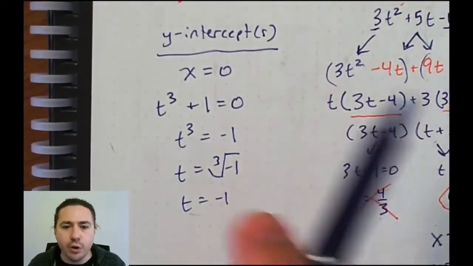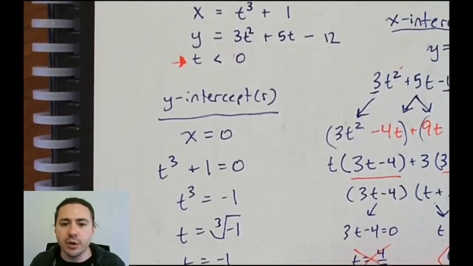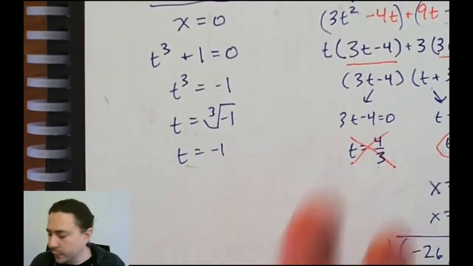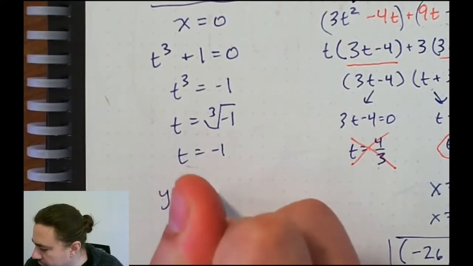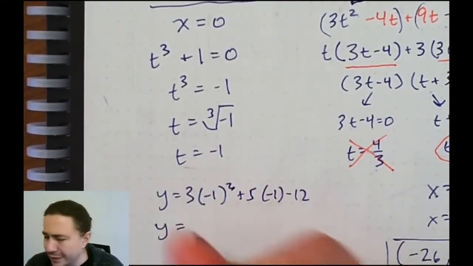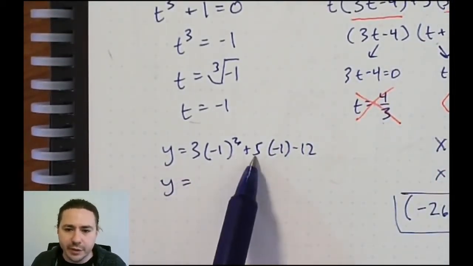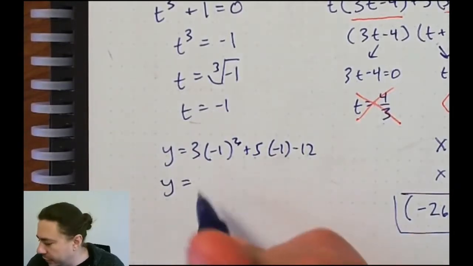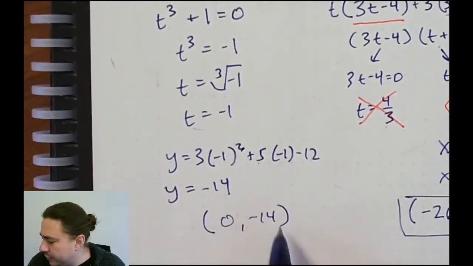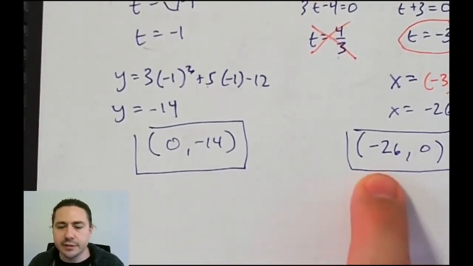So we know the time when the y-intercept occurs, but let's figure out where the y-intercept occurs. We know the y-intercept occurs when x is 0, but we also need to know what the y is. So the y is 3 times -1 squared plus 5 times -1 minus 12. Something you could throw in your calculator. What do we got here? 3 times 1 minus 5 would be -2, minus 12 is -14. So I have a y-intercept at 0, -14, and an x-intercept at -26, 0.